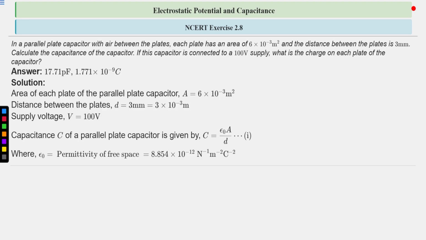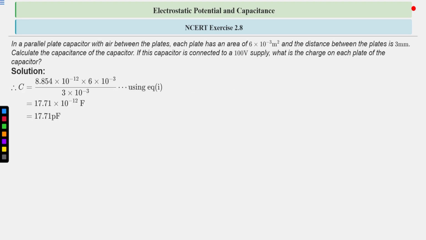Okay. C equal to 8.854 into 10 to the power minus 12 into 6 into 10 to the power minus 3 by 3 into 10 to the power minus 3. So after solving this you will get 17.71 into 10 to the power minus 12 farad which is equal to 17.71 picofarad. This term 10 to the power minus 12 is called pico.